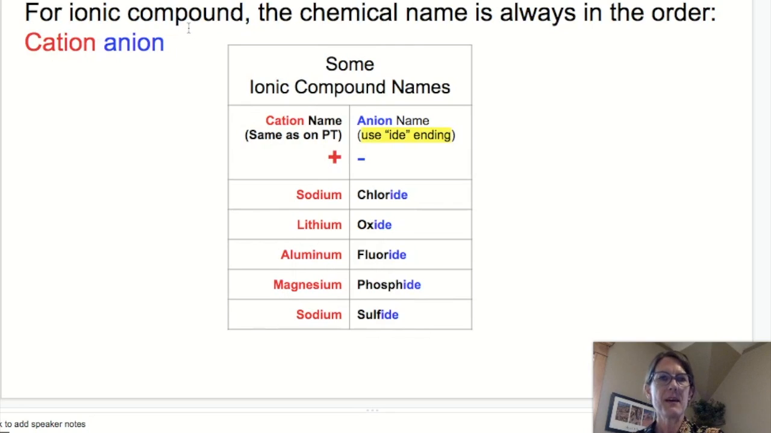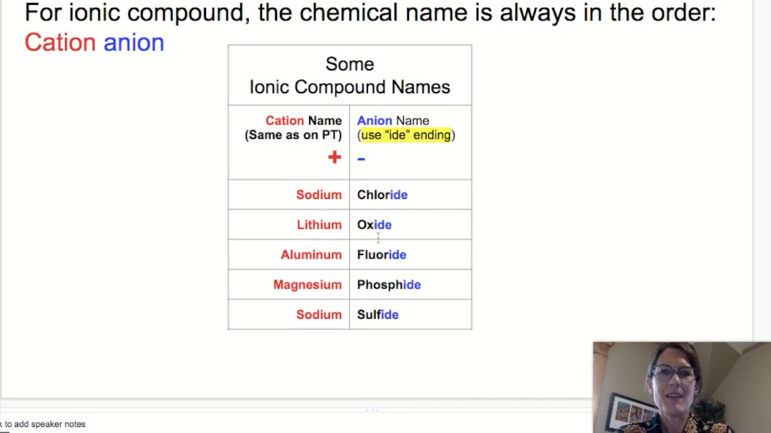For ionic compounds, the chemical name is always in the order cation, anion. And the cation does not change from the periodic table, but the anion does. So when you have sodium as the cation and chlorine as the anion, the name of the compound is sodium chloride.